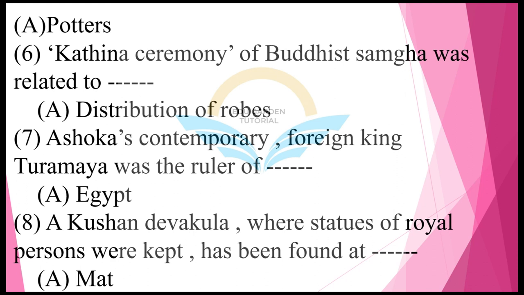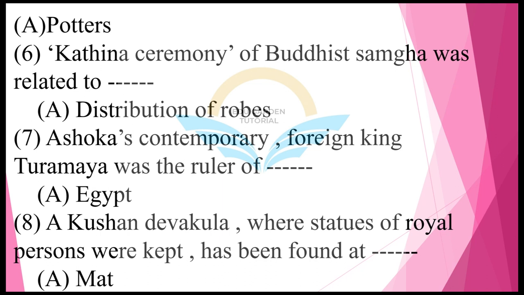Kathina ceremony of Buddhist Sangha was related to distribution of robes. And the next one, Ashoka's contemporary foreign king Turamaya was the ruler of Egypt.